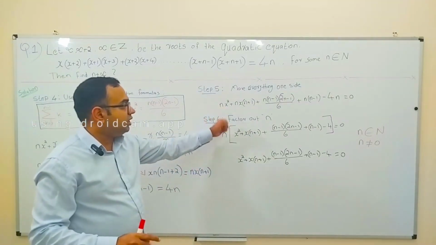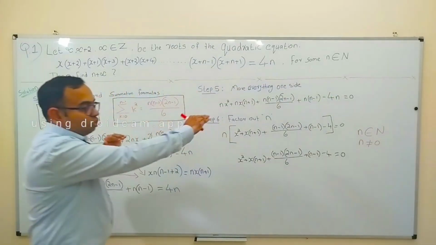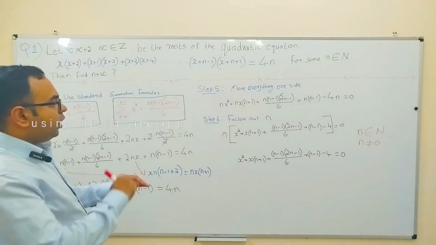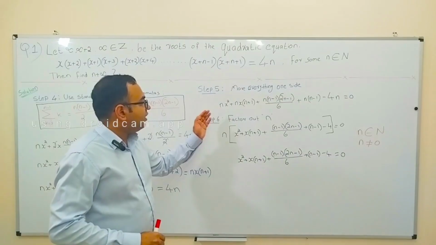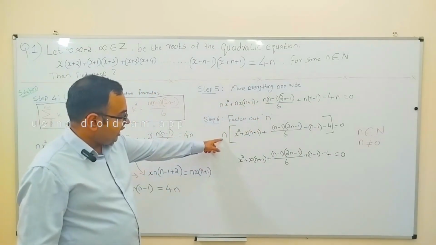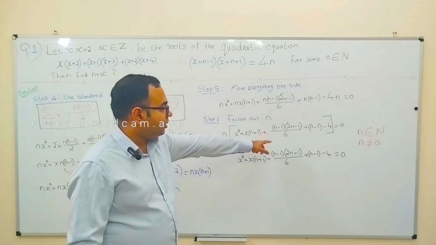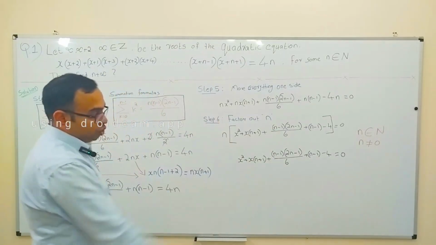We have x square term here, x term here, and the constant term here. So it's a classic quadratic equation. Now what else can we do? We can factor n. We can take n from each term and factor n out. See, we take n out and we get n times [x square plus x (n plus 1) plus (n minus 1)(2n minus 1) divided by 6 plus n minus 1 minus 4] equal to 0.